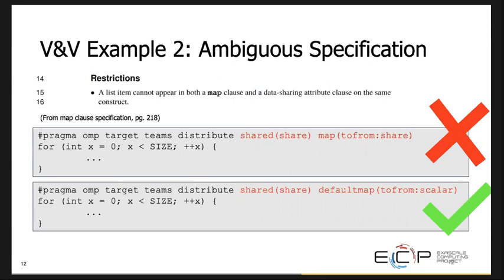One workaround that we found was to use default map. For scalars, if you do tofrom, that means share would be mapped tofrom and could also be used in the shared clause. So these simple tricks we discover to make code work can be useful for people who are looking at the VNV, not just for the validation part, but to know how to use these clauses.